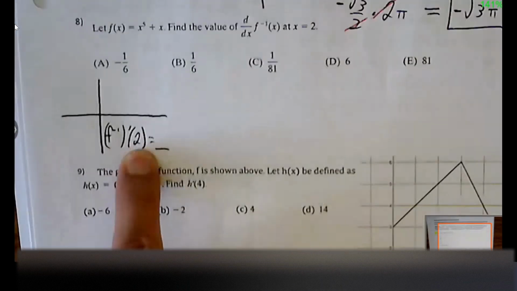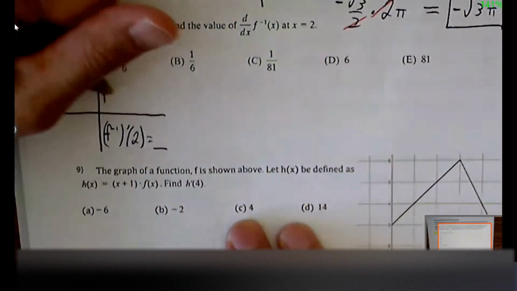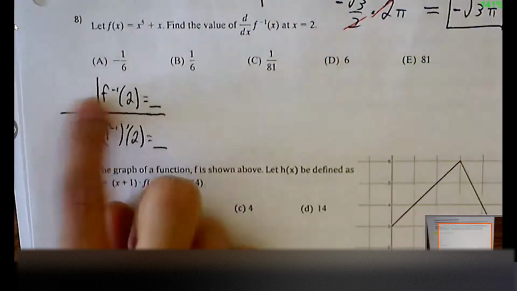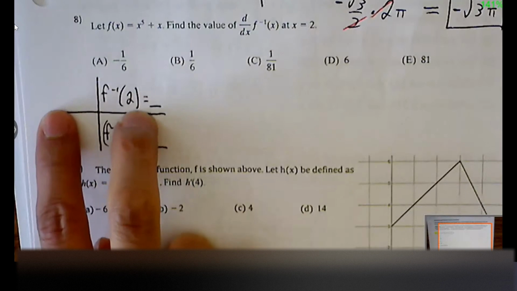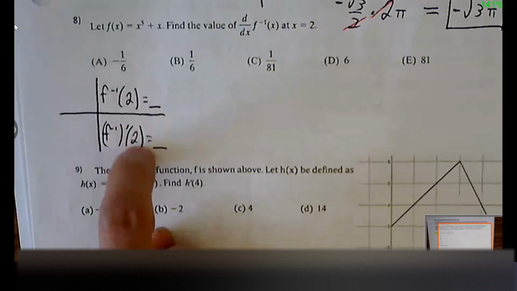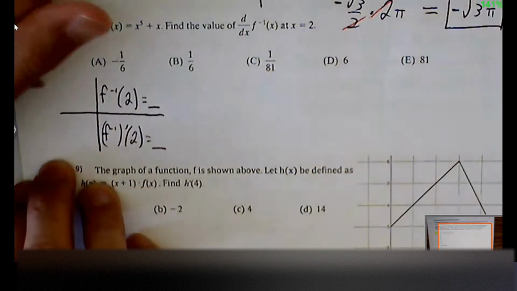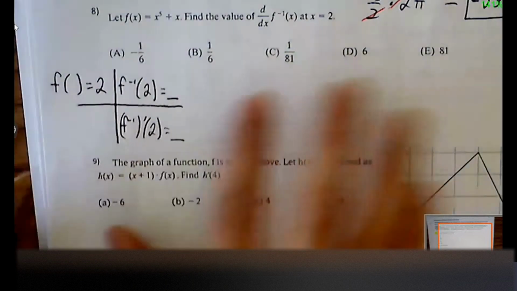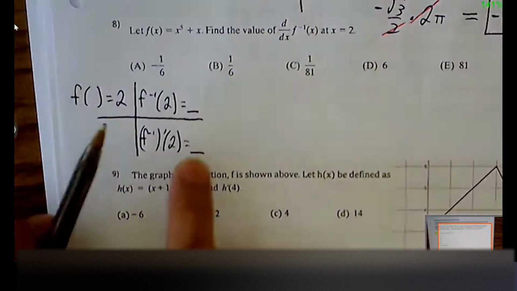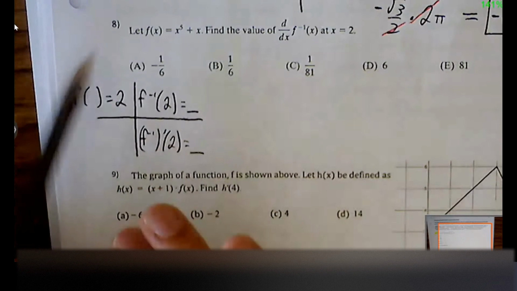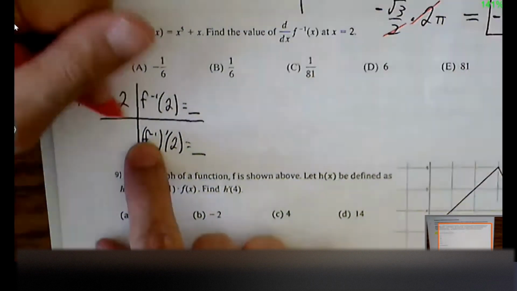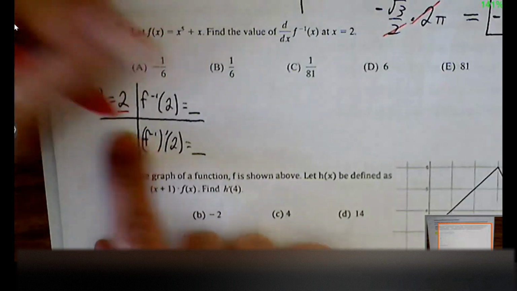So we know 2 is the x value of my inverse. I'm going to dedicate the top row to the relationship of the ordered pairs between a function and its inverse. So if 2 is the x value of my inverse, then we know 2 must be the y value of my original. So I know this much is true. And this is true, then we can now try to use the problem to help us move further into getting to that missing value.